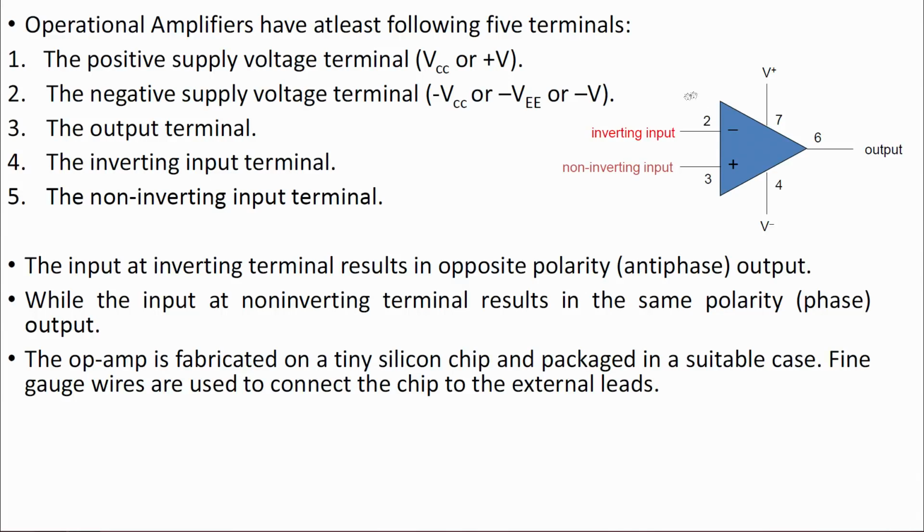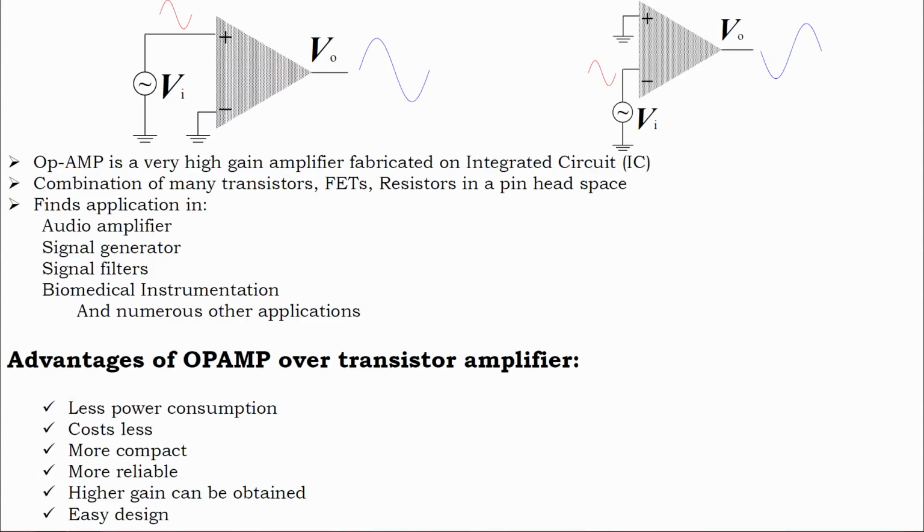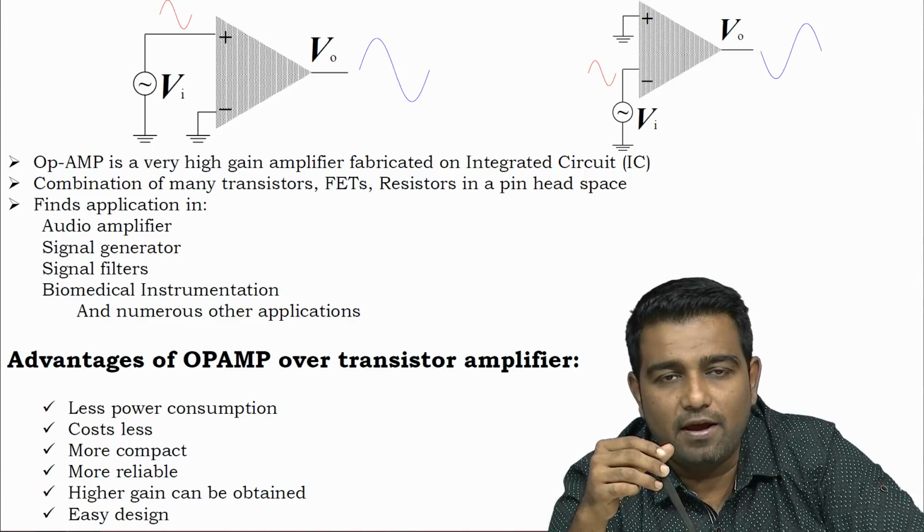Then we have seen how the inverting and non-inverting inputs are used, right. If you apply a signal at the inverting input, the output would be antiphase. If you apply the signal at the non-inverting input, the output will be in the same polarity, same phase. Then we saw what the advantages of op amps over transistor amplifiers are.